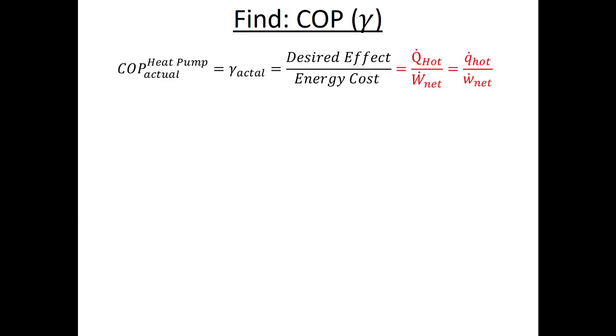Finally, I'm asked to find the coefficient of performance. Here, my coefficient of performance is given by gamma. It's going to be Q dot on the hot side divided by the energy cost, which is the power that I have to put into the system, so the net power. But of course, the net power is just the compressor power because the valve doesn't produce any power. I can divide both of these terms by the mass flow rate and get little q dot over little w dot.